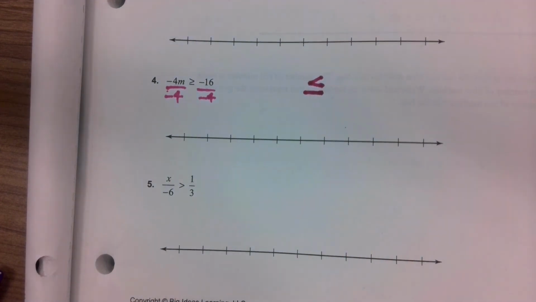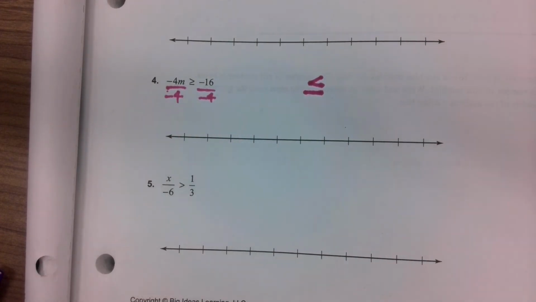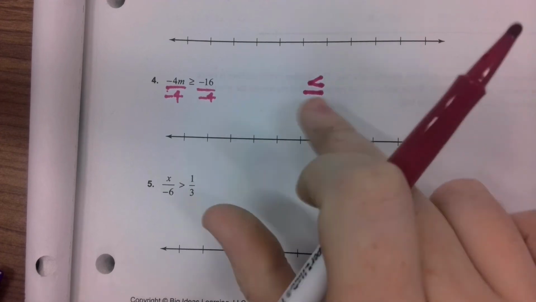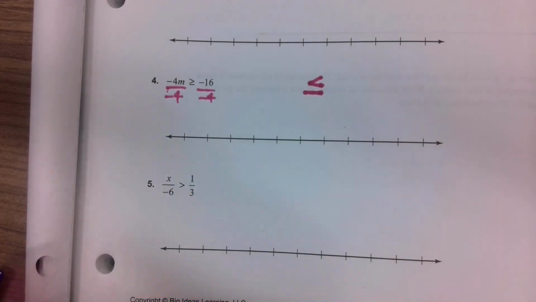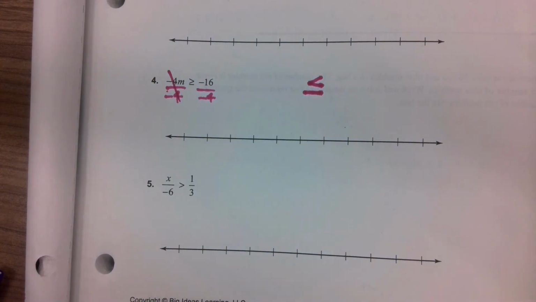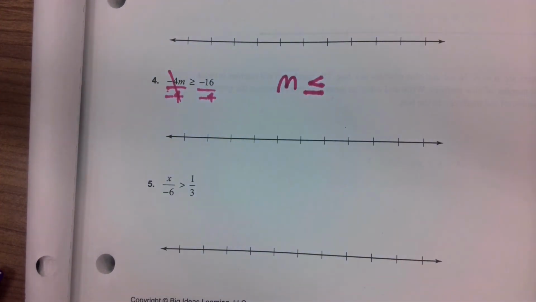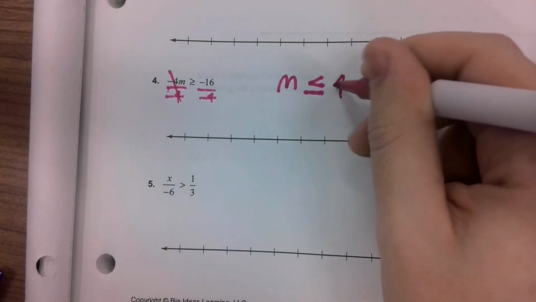The easiest way to get one of these problems about as wrong as you can get it is forgetting to flip the symbol. So as soon as you see that we're dividing by a negative or multiplying by a negative, don't even write any of the numbers down. Write down the symbol first. Then we can go back and deal with the numbers. These negative 4s will cancel out, leaving us with just m on our left side. Negative 16 divided by negative 4 is positive 4.